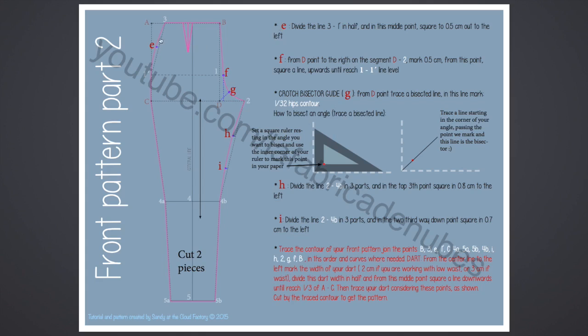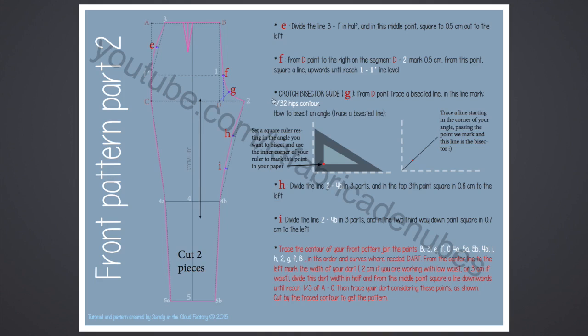For the point E, you have to divide the line 3, 1 prime in half, and in the middle point, square outside half centimeter, and there mark the point E. For the point F, you have to start from the point B, going to the right in this line, mark half centimeter, and there you have to square upwards this line until you reach the level of the line 1, 1 prime, and there mark the point F.